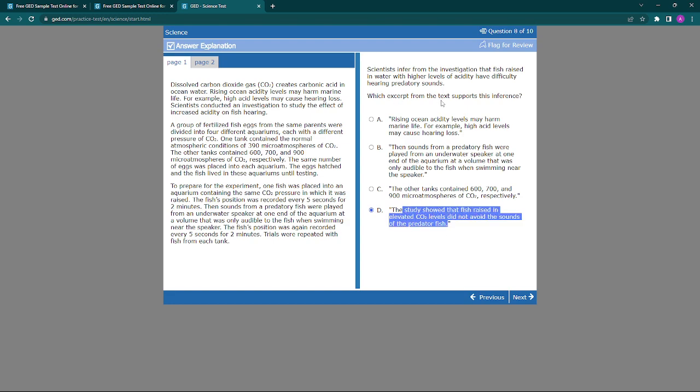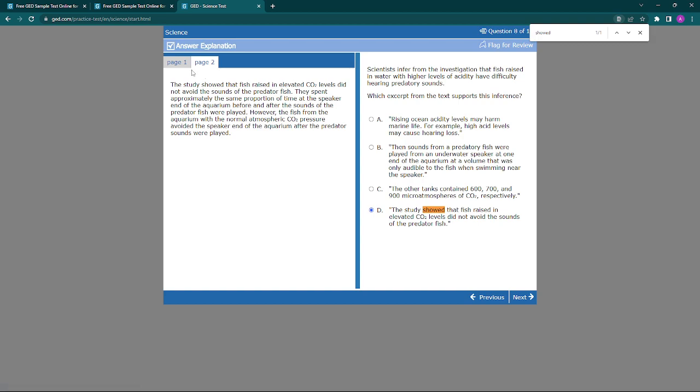So we're saying which part of the text supports the inference. So I don't know. Wait. We just talked about how it was going to do it. Here, we'll do this. Control find. The study showed. See, it's not in there. Oh wait, page 2. Oh my gosh, we didn't even read. The study showed that the fish raised in elevated CO2 levels did not avoid the sounds of the predator fish. All right, never mind. But that is the answer.